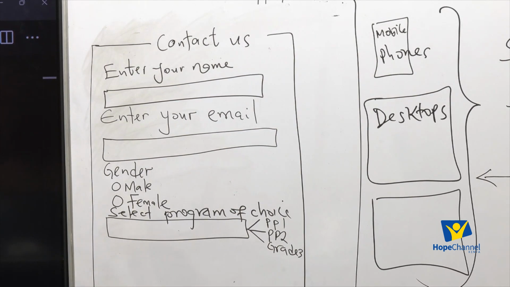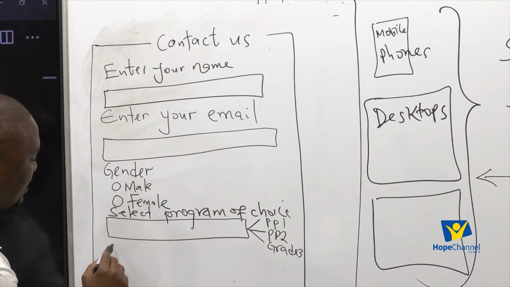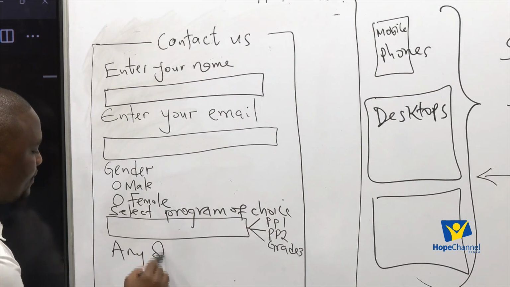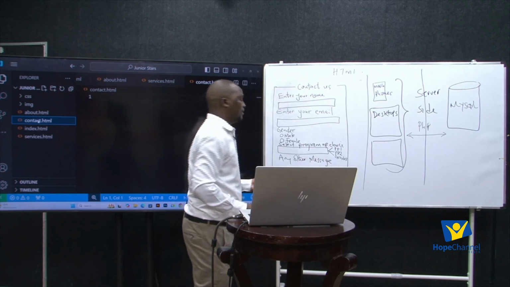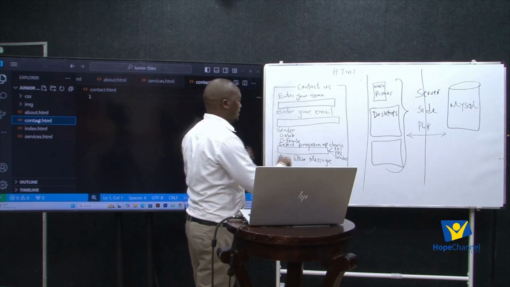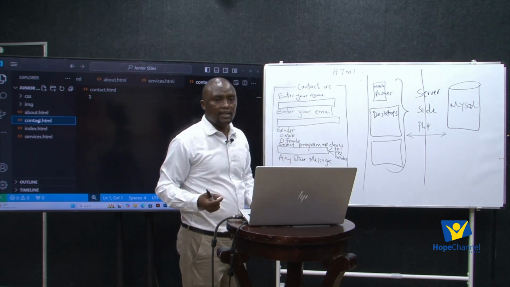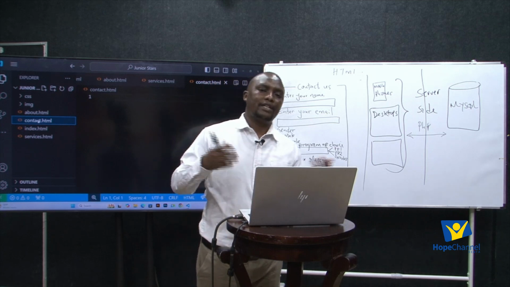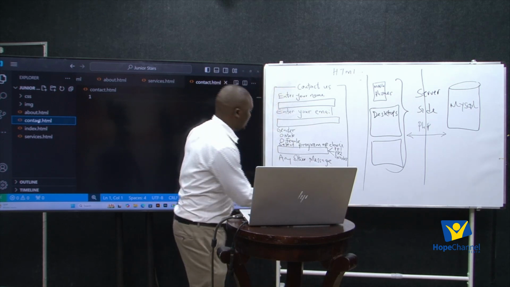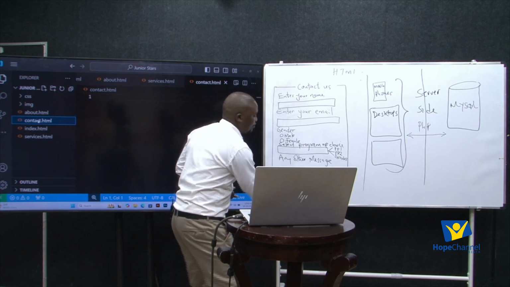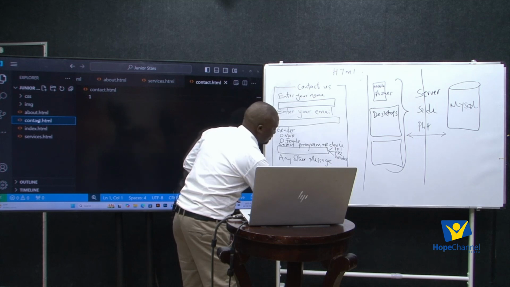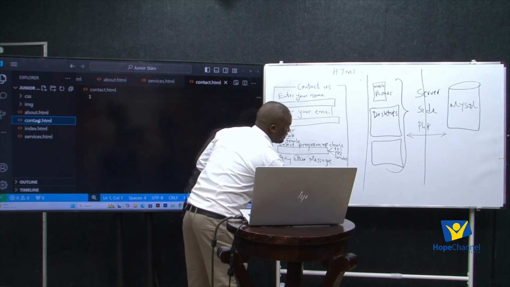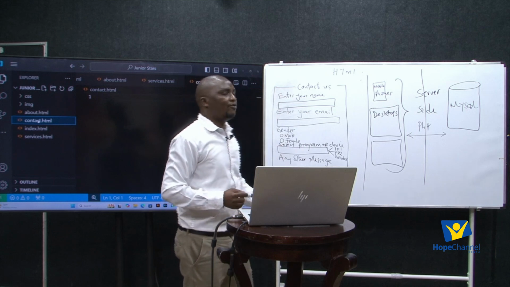Then after that, we can have a text area, maybe any other message. Then a text area, a big one, where someone can type the message. Then at the end of the day, a button for submitting and a button for resetting. At the end of the day, we need to have somewhere where the users can reset or submit. Reset, submit, and many others. This is just a sample form of what is expected of us.